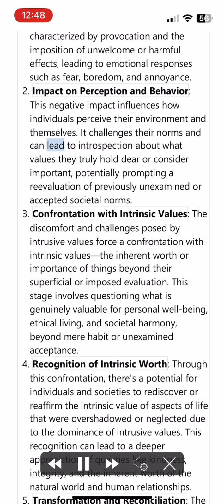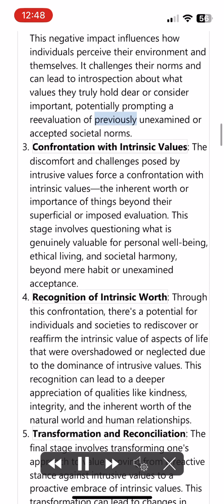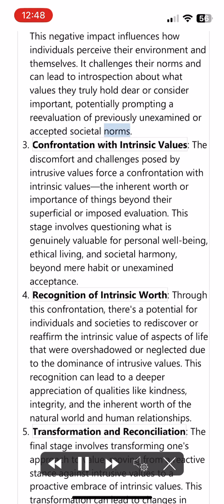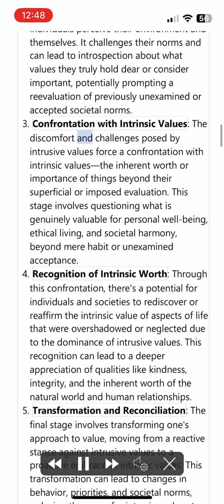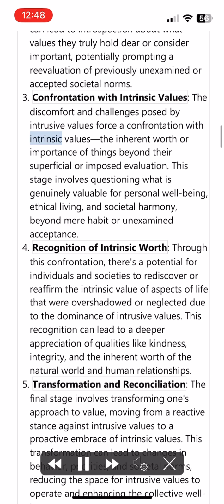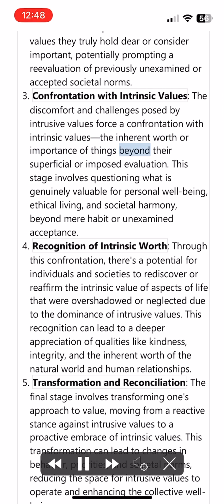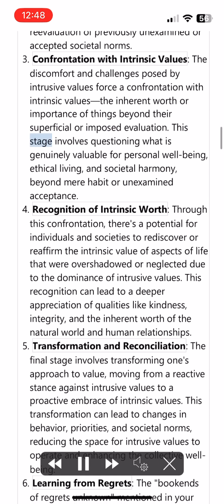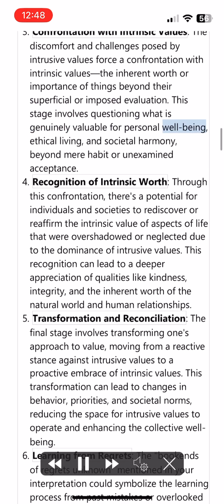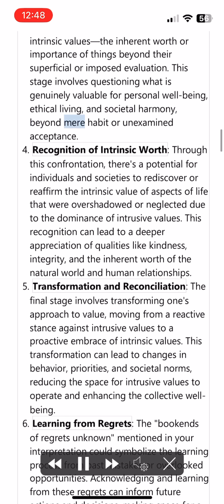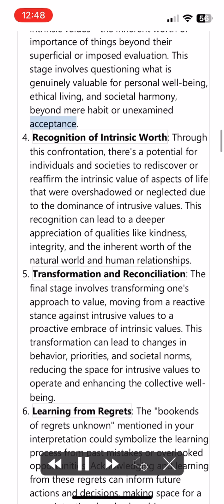It challenges their norms and can lead to introspection about what values they truly hold dear or consider important, potentially prompting a reevaluation of previously unexamined or accepted societal norms. Confrontation with intrinsic values. The discomfort and challenges posed by intrusive values force a confrontation with intrinsic values, the inherent worth or importance of things beyond their superficial or imposed evaluation. This stage involves questioning what is genuinely valuable for personal well-being, ethical living, and societal harmony, beyond mere habit or unexamined acceptance.